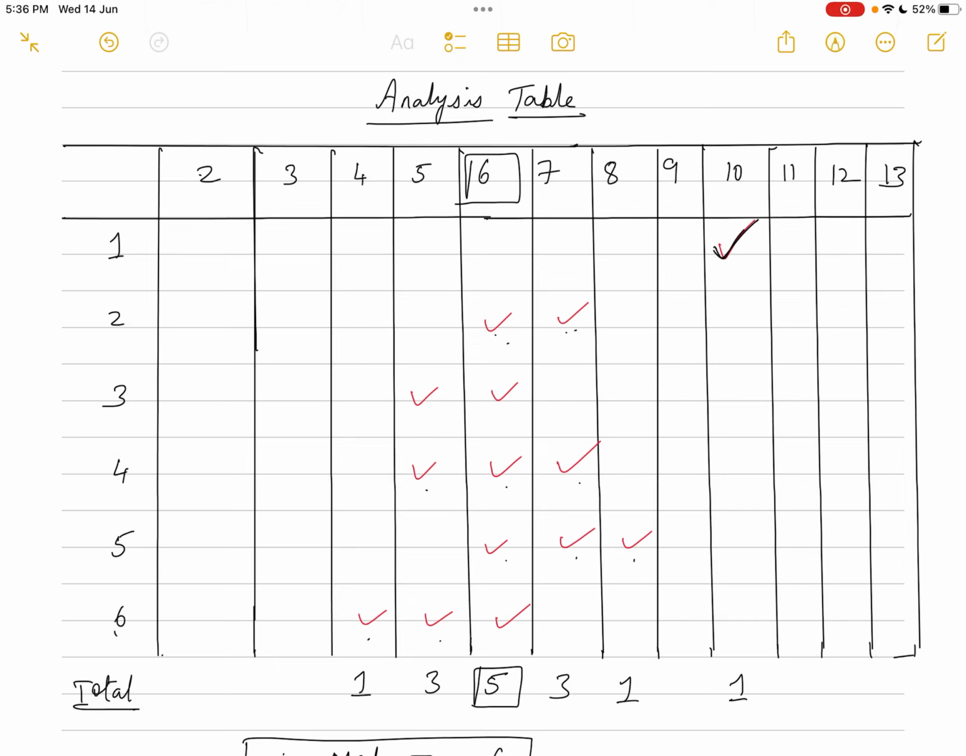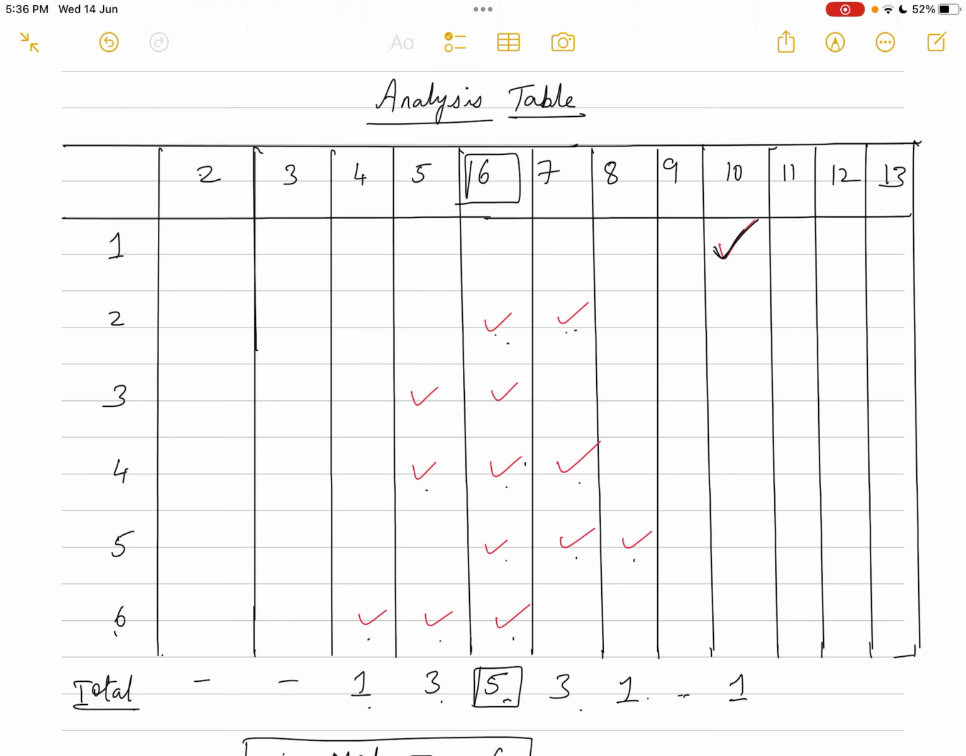So in the first and the second you don't have anything. So this is nil. 3 is also nil. Under 4 we are getting 1 tick mark, isn't it? And under 5 we got 3 tick marks. Under 6 we have got 5 tick marks. Under 7 we have got 3 tick marks. Under 8 we have got 1. Under 9 again there is nothing. Under 10 we have got 1 tick mark.